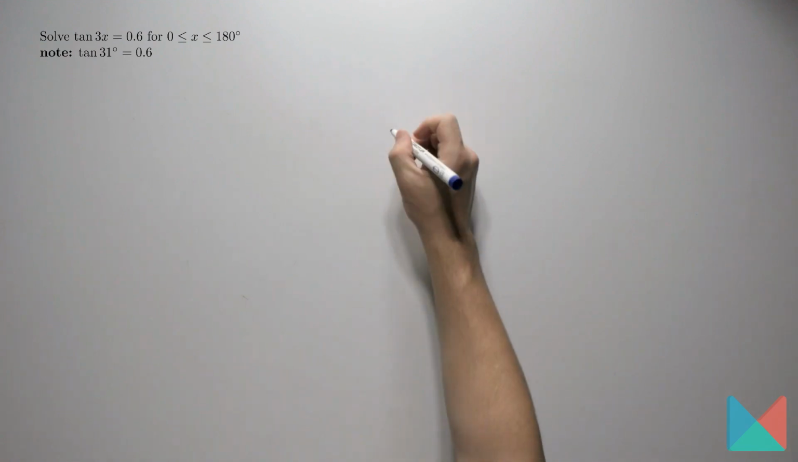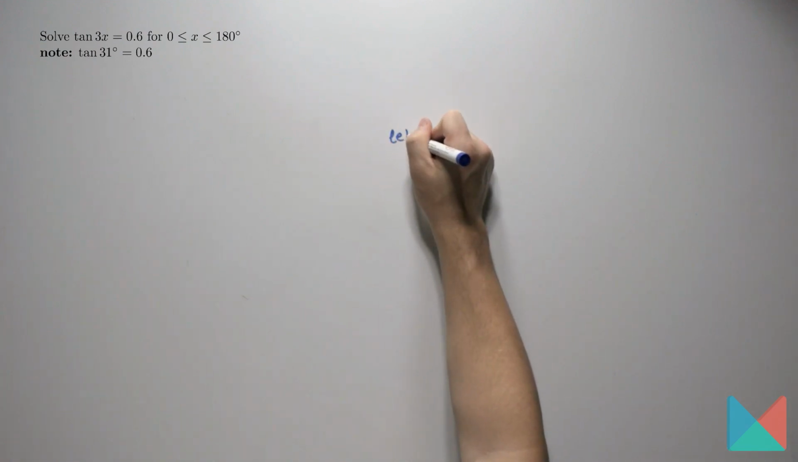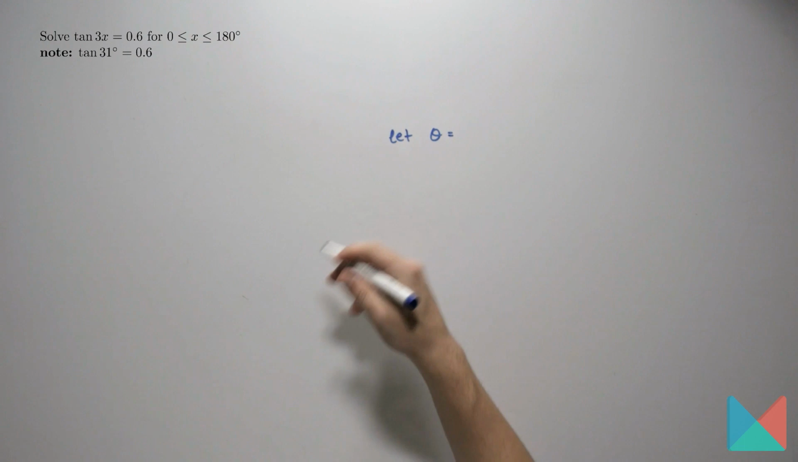For our next question, we want to find the values of x between 0 and 180 degrees, where tan of 3x is equal to 0.6. And we're also given the information that tan of 31 degrees equals 0.6. And because we have something associated with the angle in tan of 3x, we are going to make a dummy variable, which we have done before. So our dummy variable here is going to be theta, and we're going to let theta equal the angle.